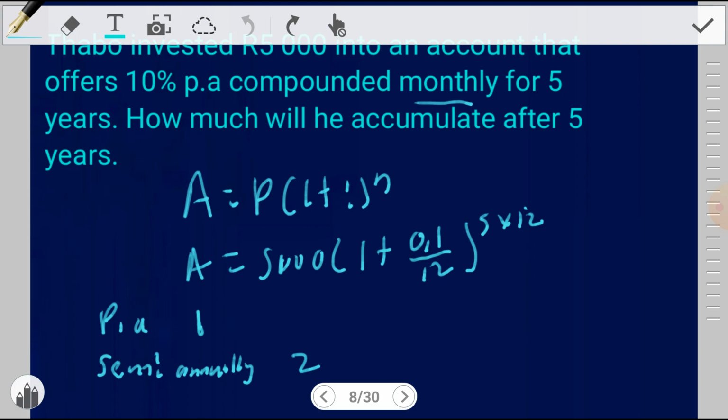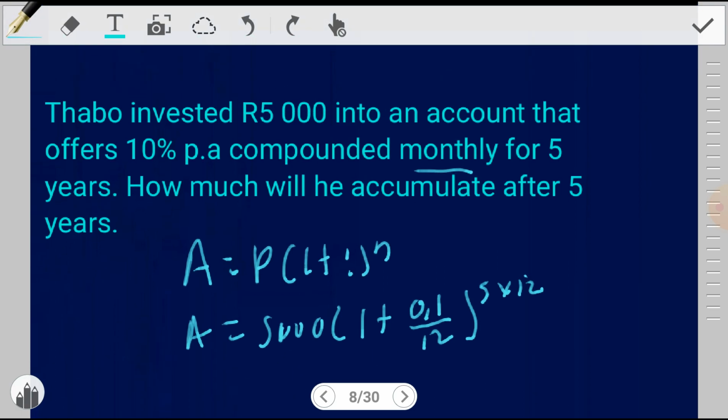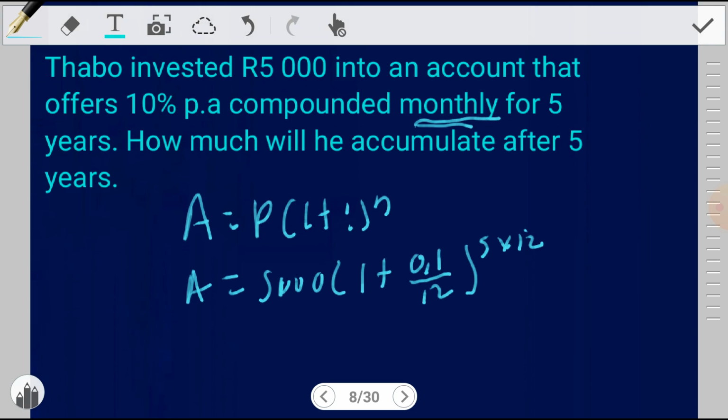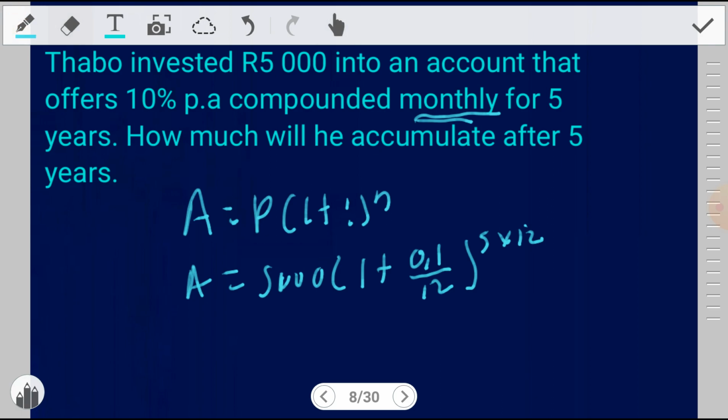So let me just erase this stuff. Let's just say in this question it was not monthly, but let's say it was quarterly. If it was quarterly, then you divide the percentage by 4 and then you multiply the number of years by 4, because quarterly means 4 times a year, and it's for 5 years. So 4 times a year for 5 years, it's going to be 5 times 4, right?